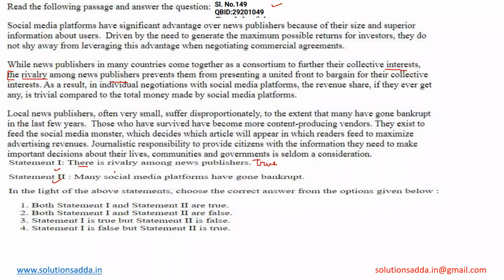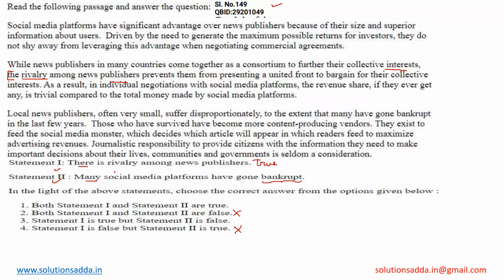So the options in which statement 1 is false, we can eliminate. Statement 1 is false and statement 2 is true, we can eliminate that. In option number 4, we can eliminate this as well. Let's read the second statement. Statement 2 says that many social media platforms have gone bankrupt.